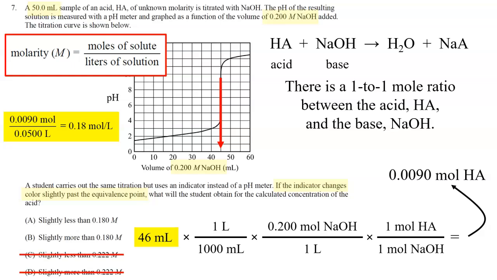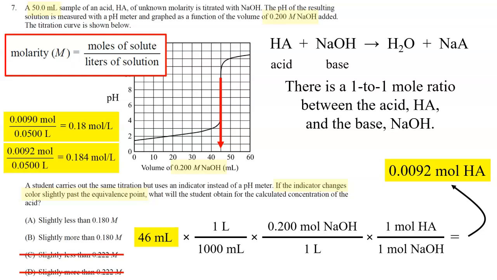Now, obviously 46 is a little bit higher than 45, so if I were to run these calculations, instead of getting 0.009, I would get something like 0.0092, which again is slightly larger than what I had earlier. So now when I do the calculations for the concentration of the acid, you can see that I'm going to get a number that is slightly more than 0.18 moles per liter. So the correct answer to question 7 is B, slightly more than 0.18 moles per liter.